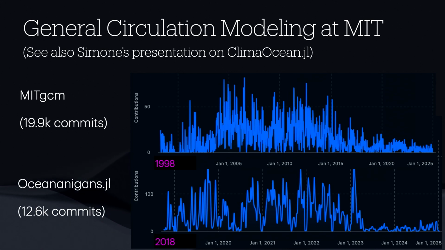The MIT GCM, so on the right-hand side, you have the commit history from those 2 models. MIT GCM, over time, has had 20,000 commits. So that's a pretty sizable effort from our perspective. Oceananigans is slightly less, but catching up quickly. And you'll notice that the beginning of the time axis is different as well, right? So MIT GCM started in 1998.